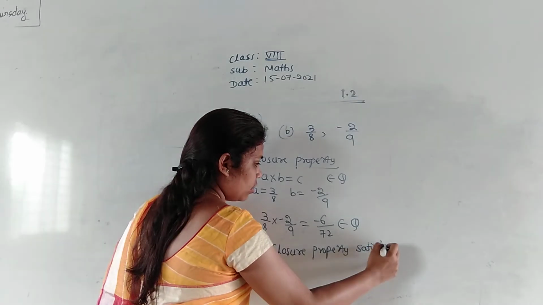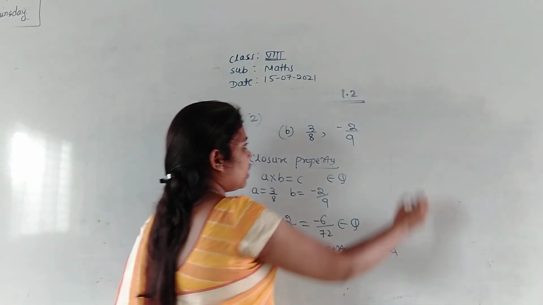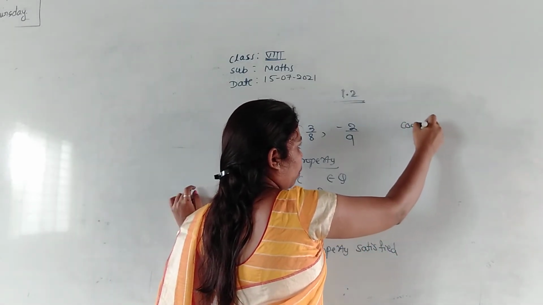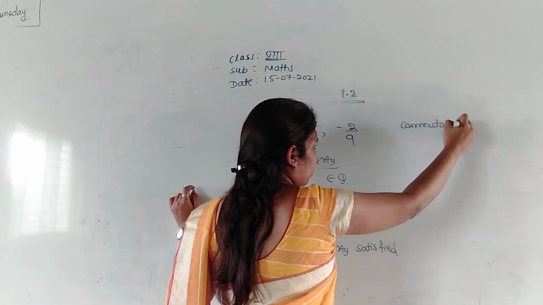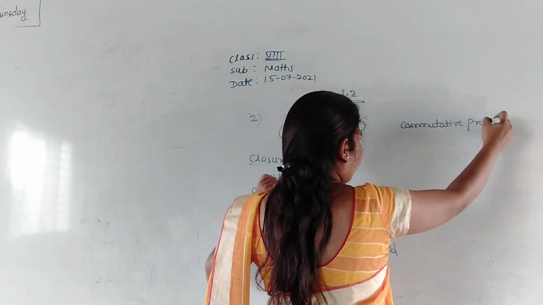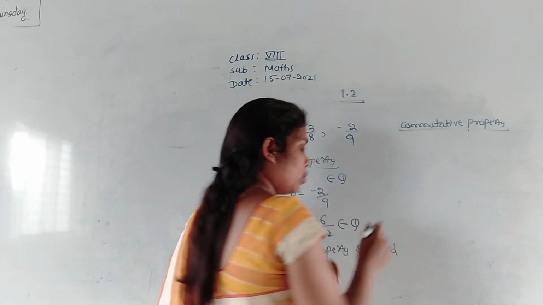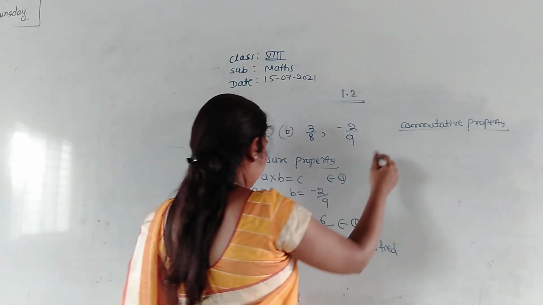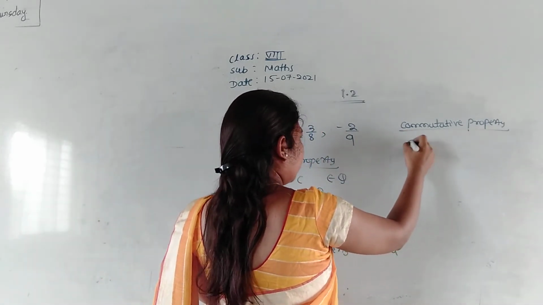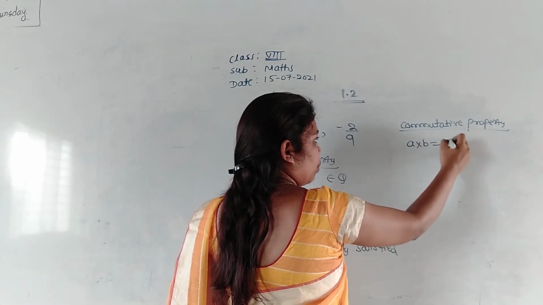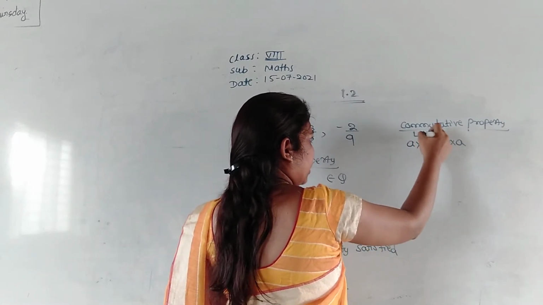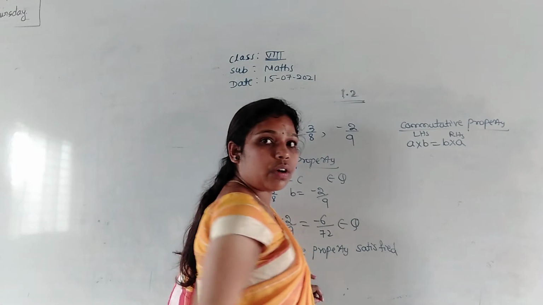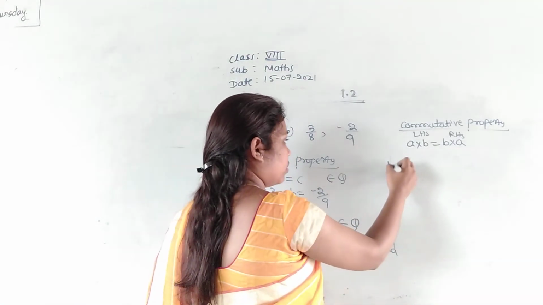Closure property satisfied. Next will be the commutative property. So how to check the commutative property here? That is nothing but A into B is equal to B into A, we want. So here LHS and RHS. Now consider the LHS value first.